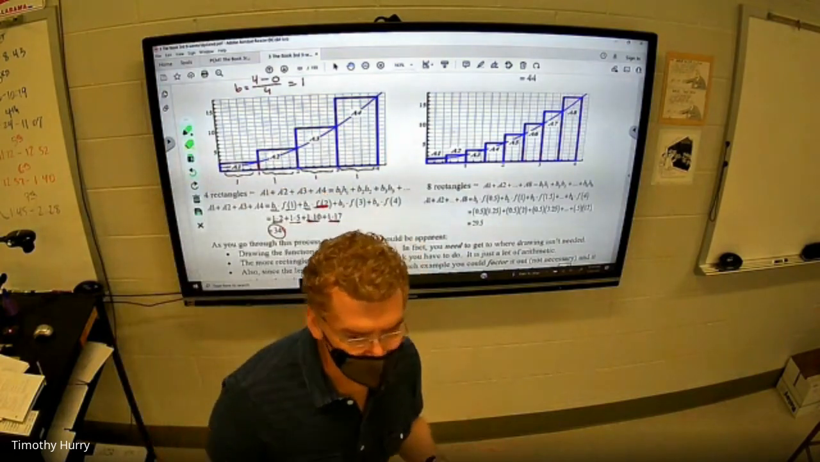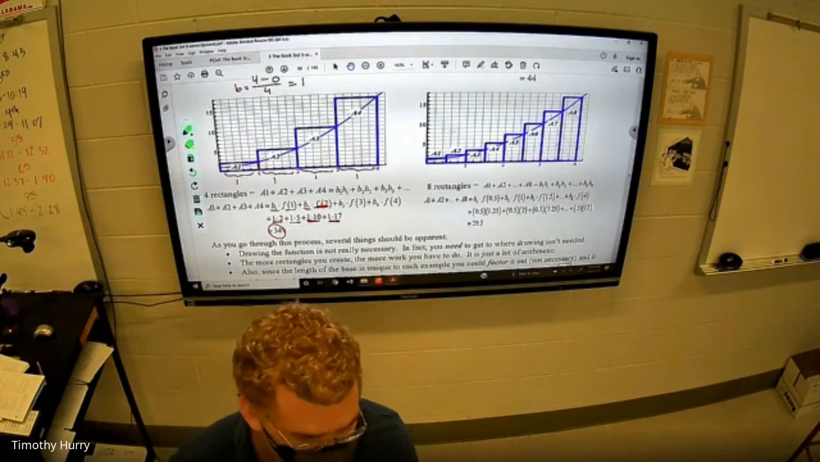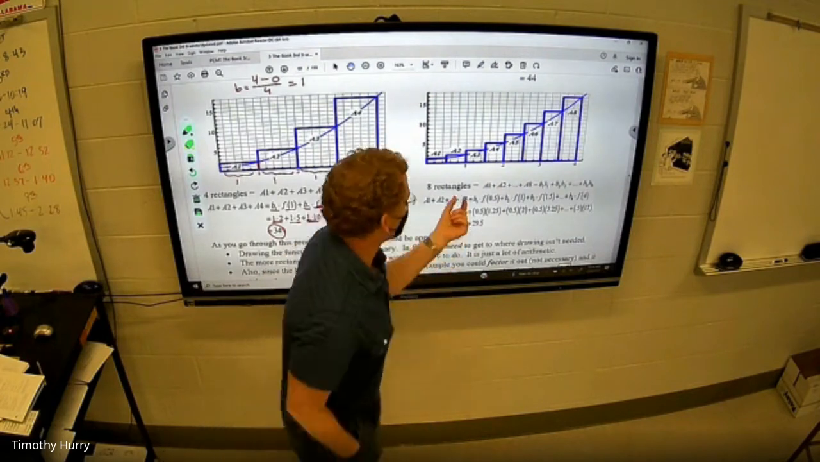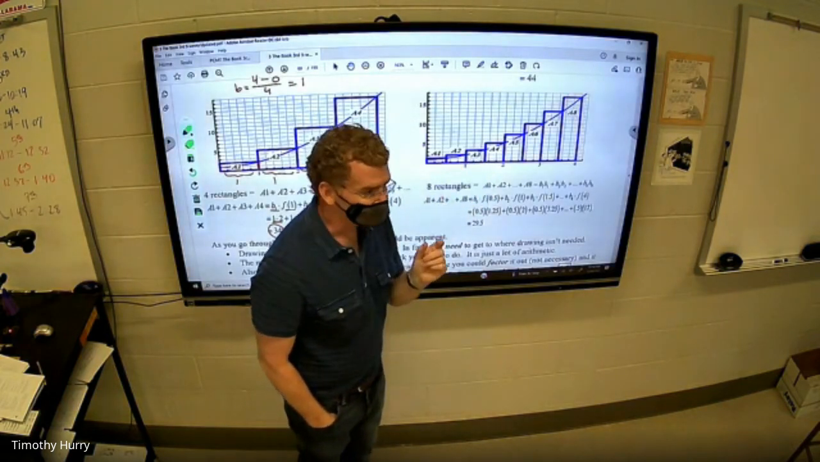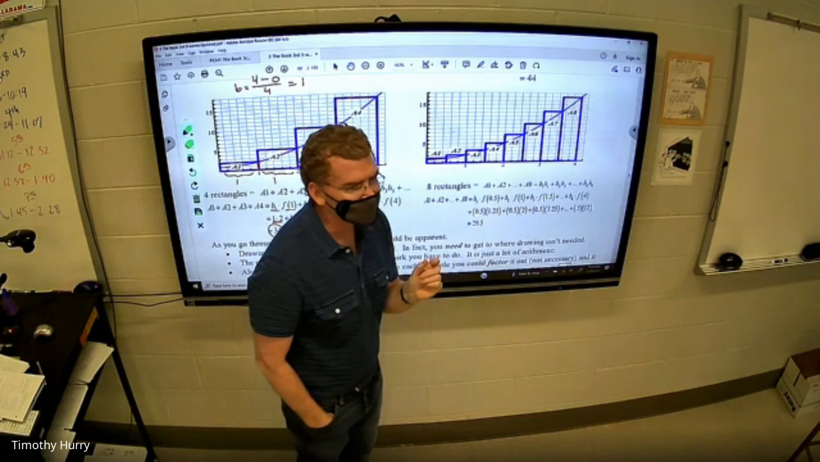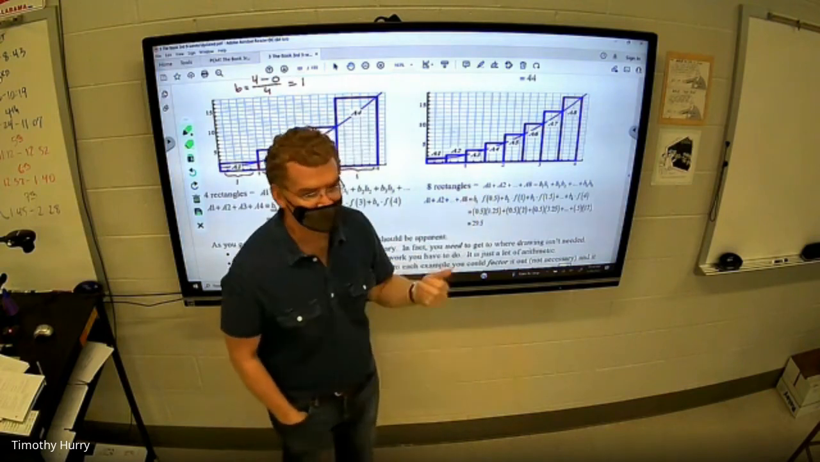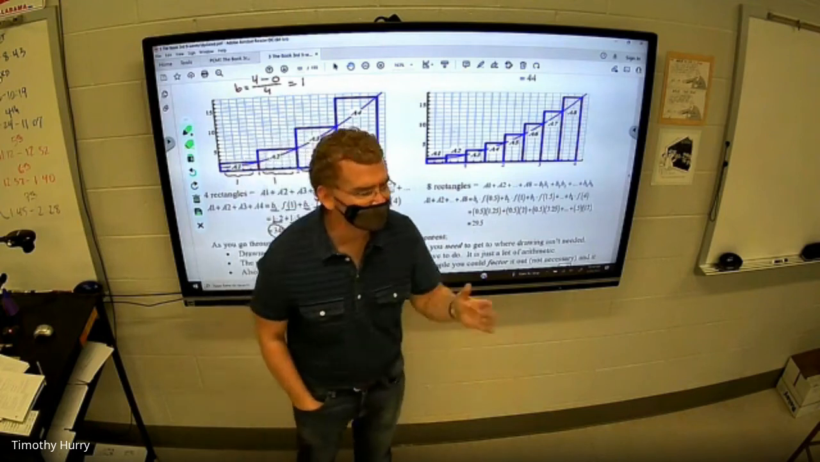Let me ask you a question. What do you think happens the more rectangles I get? The skinnier they are, right? And the skinnier they are, what do you notice about the overestimate? It decreases. Well, what if instead of having 4 rectangles or 8 rectangles or 16 or 100, what if I went to an infinite number of rectangles?